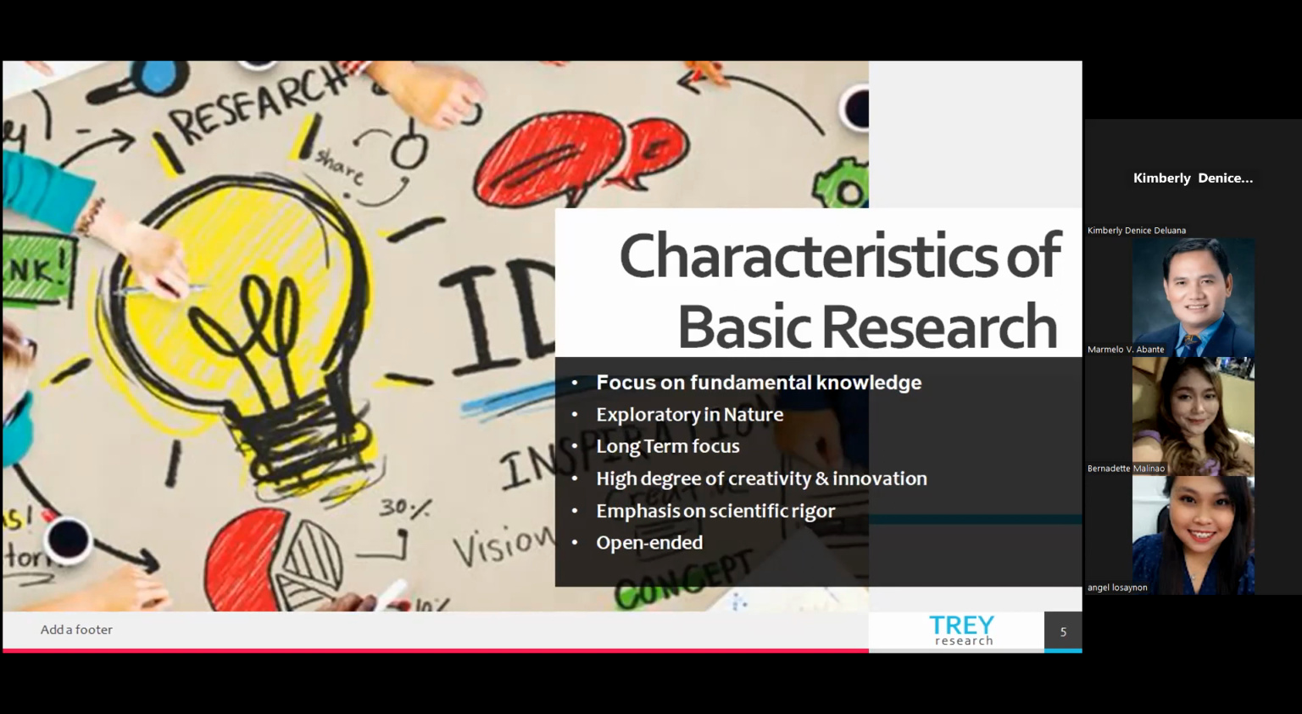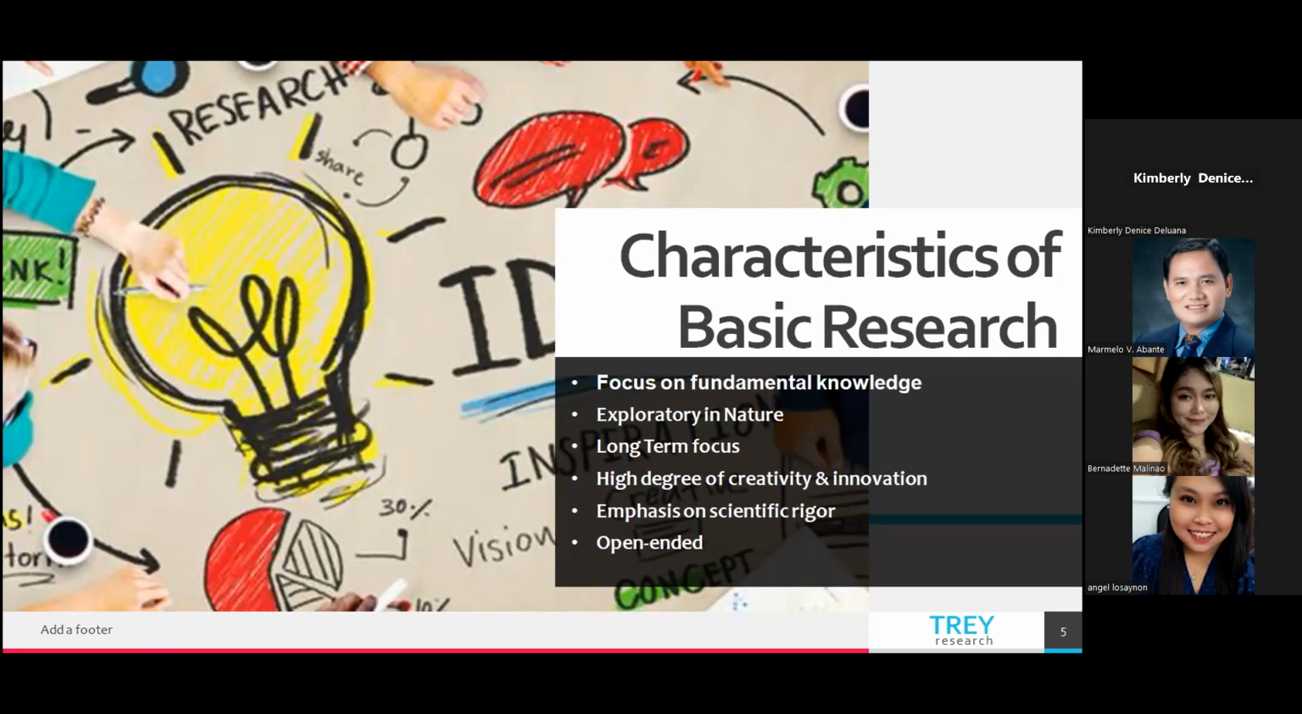Next is emphasis on scientific rigor. Basic research is conducted using the scientific method which emphasizes the importance of rigorous experimental design, data collection and analysis, and also peer review.